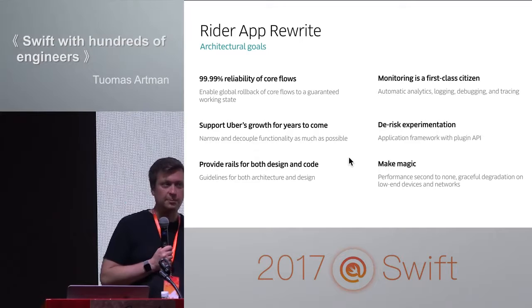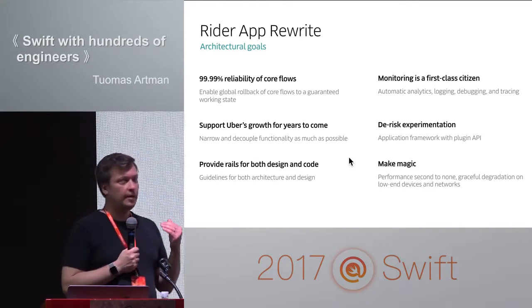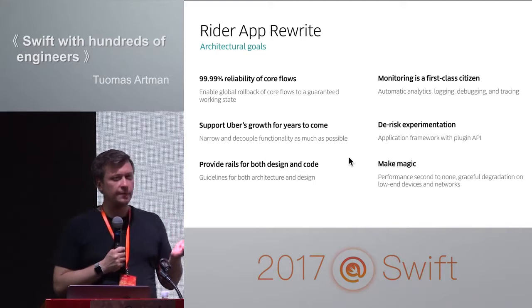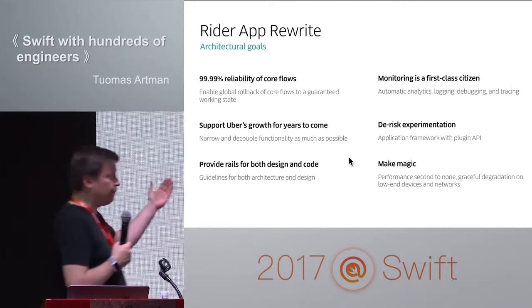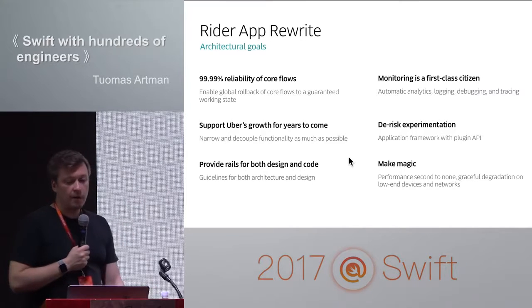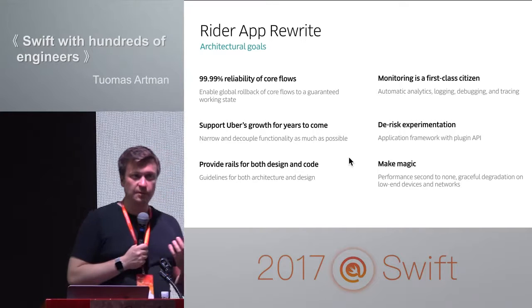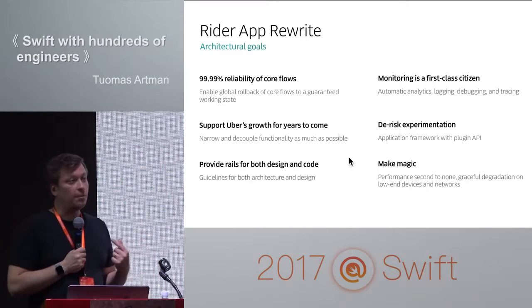And it turned out at this point that Swift would probably provide us with quite a few of these points. We knew that Swift was at least a future-proof language, going to point 2, supporting Uber's growth for years to come. We knew that Swift was more reliable. We had a better type system that would catch errors at compile time more often.